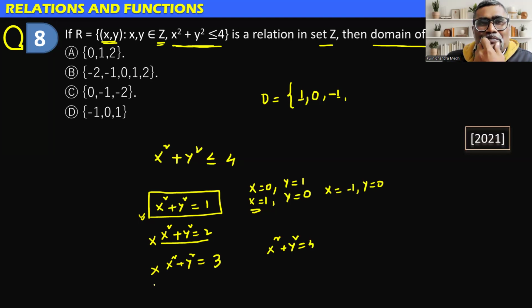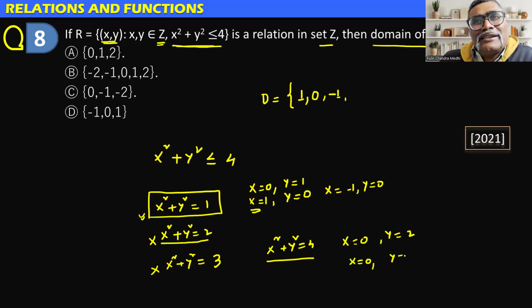You give a try. Then the last one is x square plus y square equal to 4. So very clearly one observation you can make, x equal to 0, then y equal to 2. Even x equal to 0, y equal to minus 2 will also work. But anyway, I'm interested in the x because the value of x is constituting the domain. So 0 is already there. Now I can reverse also. I can put x equal to 2, y equal to 0. So 2 will come and minus 2 will come.